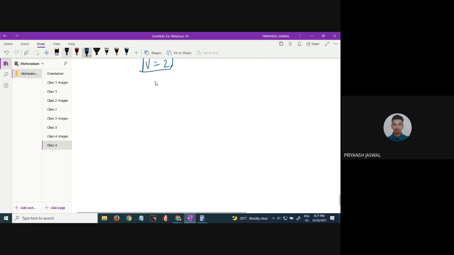Now we will look into atomic number and mass number.